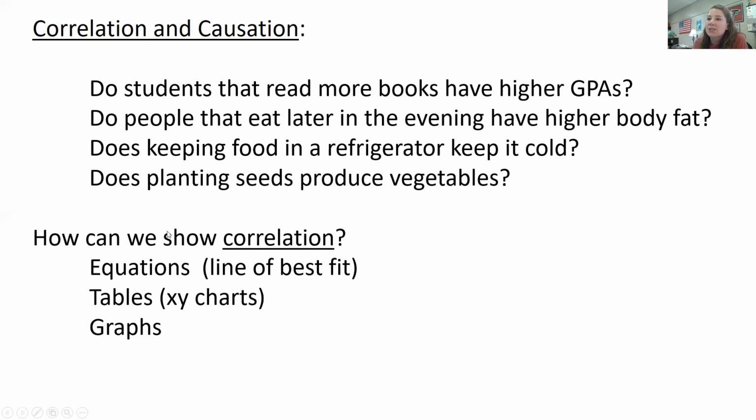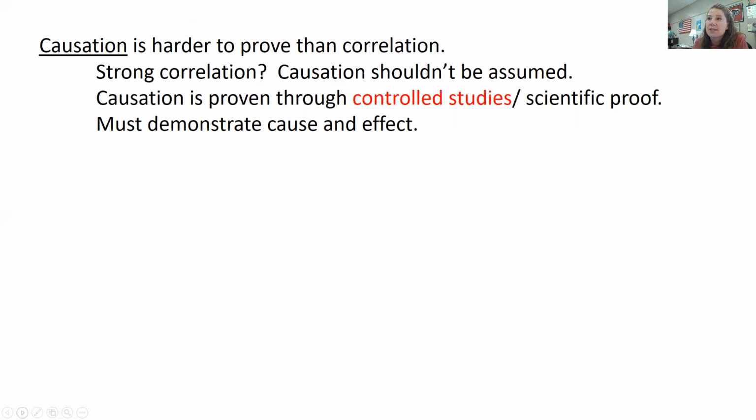Now, as far as correlation, if we do have a positive or negative correlation, we can show that through equations. For example, when you make a scatter plot and you create that line of best fit, we can describe that line of best fit through an equation. We can show our data on an XY chart, and then we can take that XY chart and we can make a graph. So all three of those things can be used to show correlations.